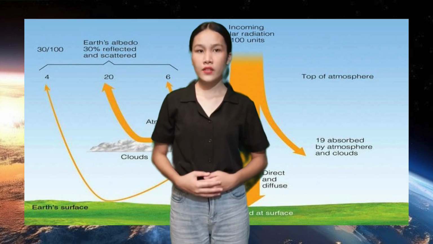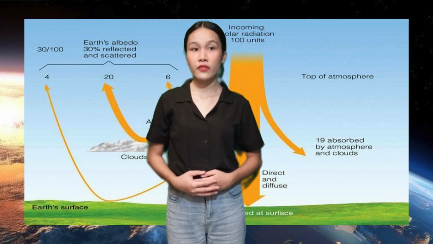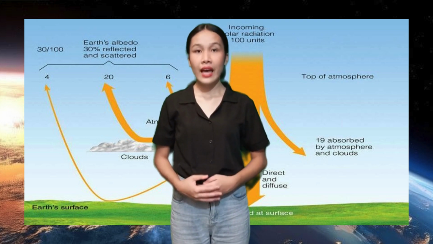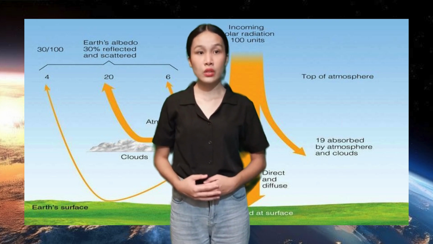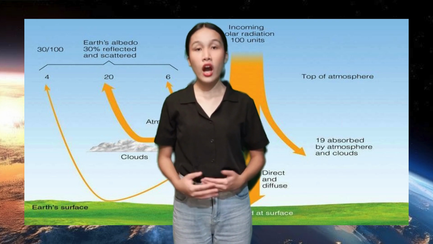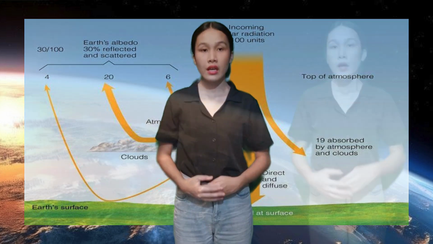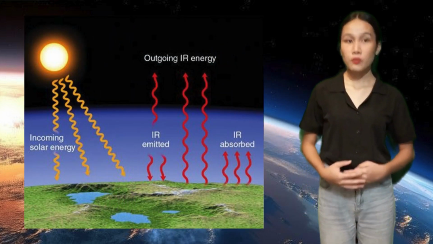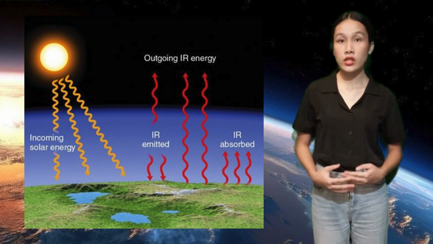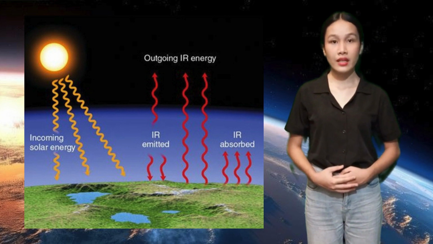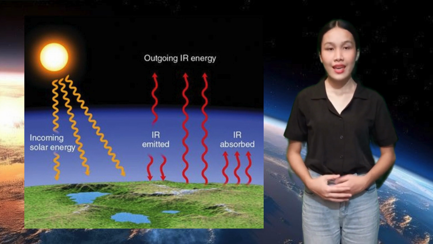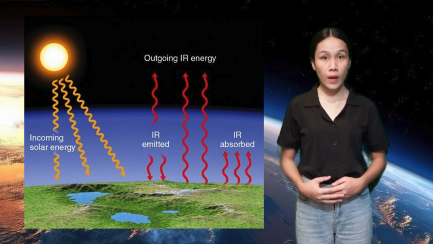Now, Earth's surface is constantly emitting infrared radiation, like a warm body radiating heat. About 117 units of infrared radiation are emitted upwards. But here's where the greenhouse effect comes in. The atmosphere containing gases like water vapor and carbon dioxide absorbs a large portion of this infrared radiation. This is like a blanket trapping heat.